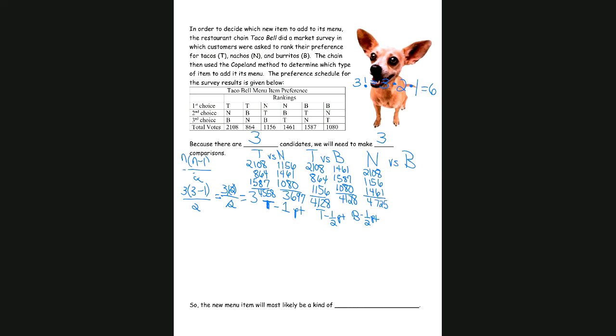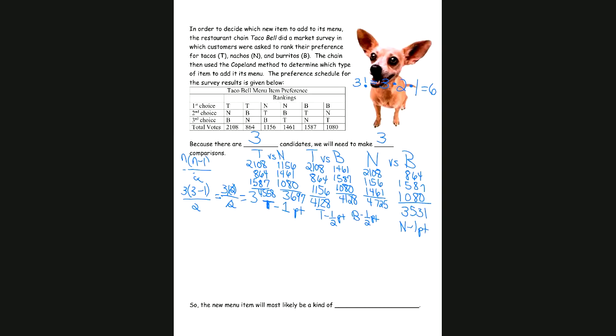And then burritos gets the other points. Burritos gets 864, 1587, and 1080 for 3531. So in this case, nachos wins out. So nachos gets the point. So nachos gets 1 point.